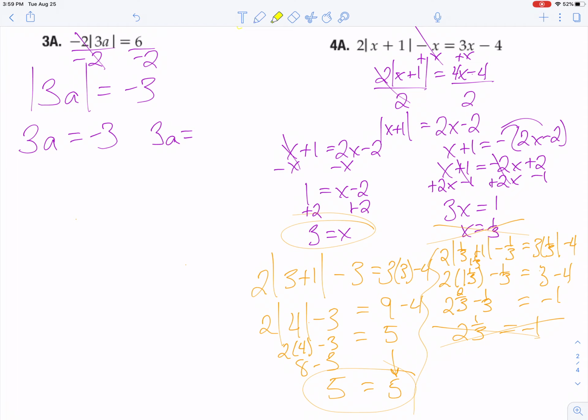What kind of number are you always going to have on the left at that step right there? When you drop the bars, drop the negative, you will always get a positive number. So what you're telling me is that I'm going to have a positive number, no matter what it is, and it's going to equal a negative 3. A positive number is going to equal a negative number. When in the world is that ever going to be possible? The answer is never. This is no solution.